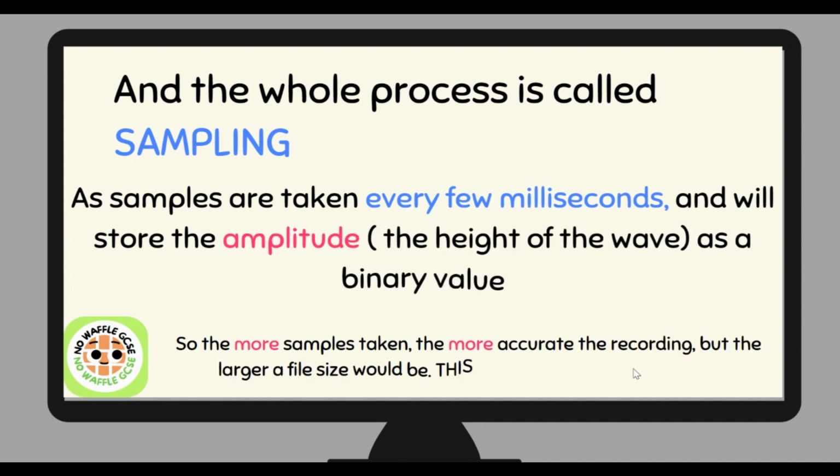And the whole process of recording the sound is called sampling. So as samples are taken every few milliseconds, it will store the amplitude, which means the height of the wave, as a binary value, so with the ones and the zeros. So the more samples taken, the more accurate the recording. But also, the more samples taken, the larger the file size will be. Now this is called the sample rate, how often you're taking samples.